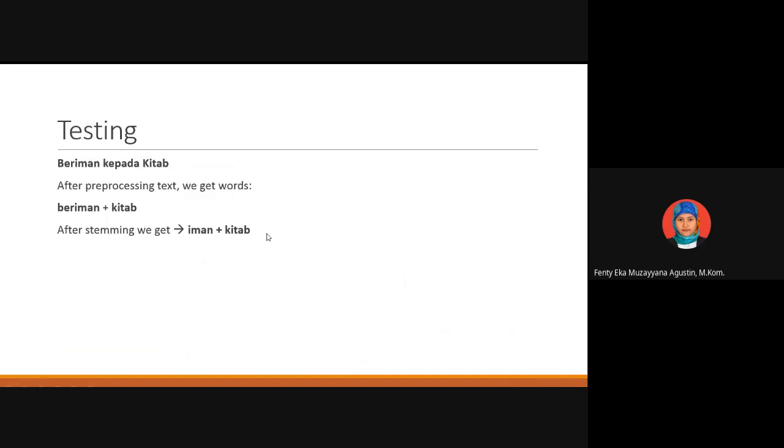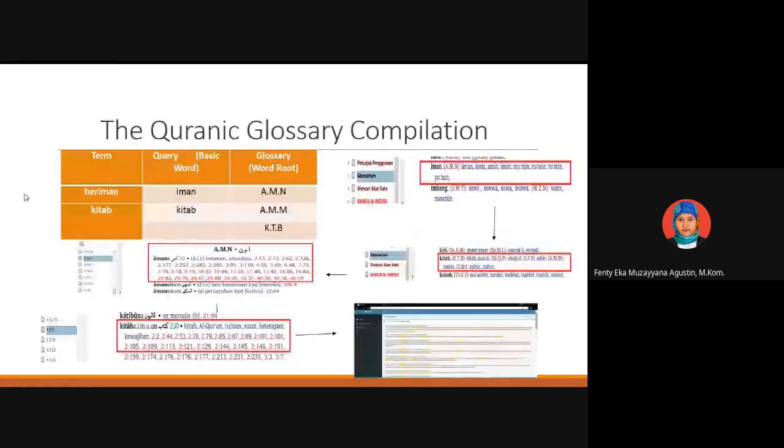In the last experiment, we use TF-IDF and we try to retrieve the answer for iman and kitab. The next, in this research, we compare the verses that we collect and match them with the Quranic Glossary.